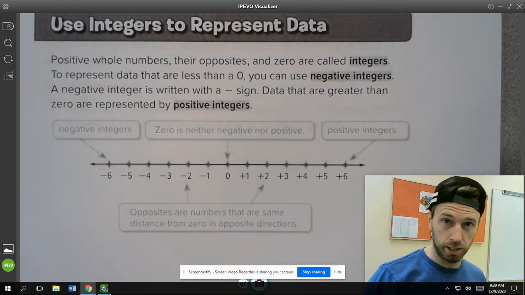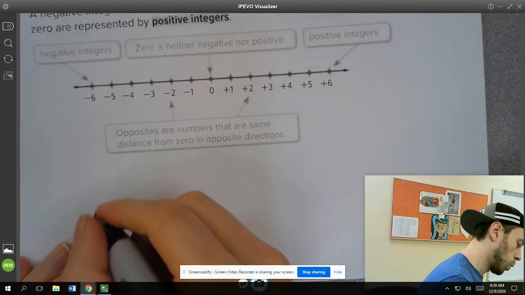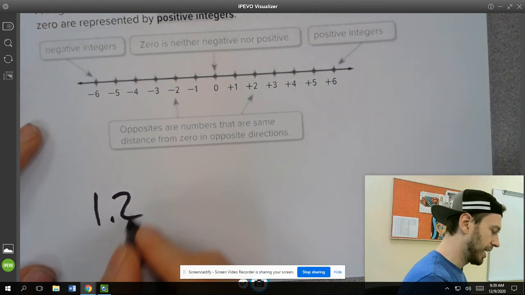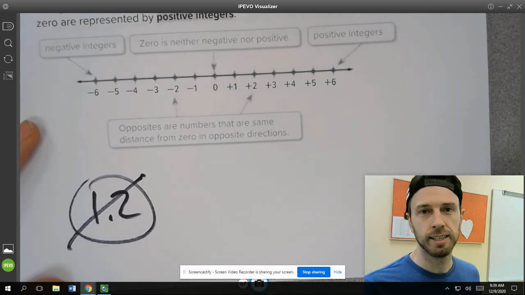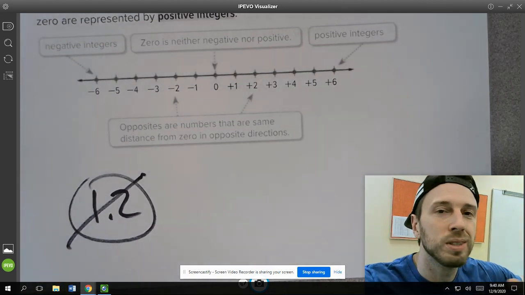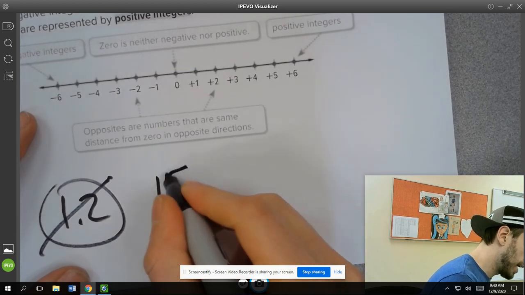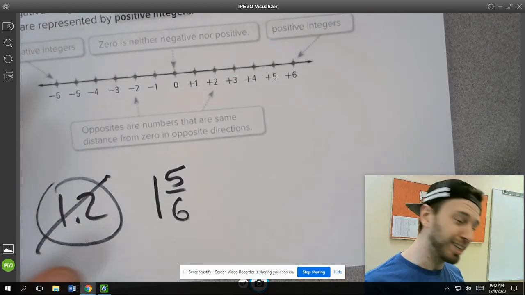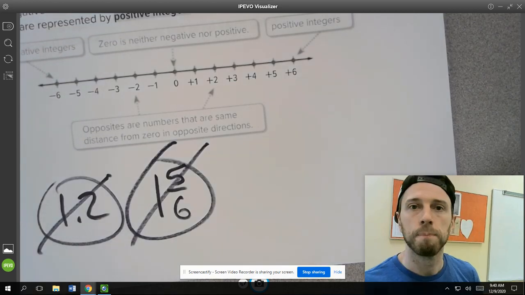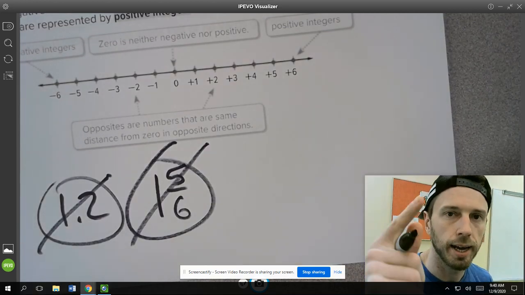Numbers that are not integers. 1.2 is not an integer. It's a partial number. No decimals are integers. How about 1 and 5/6? How about a fraction? No, it's not, because it's a partial number. It's not a whole number.